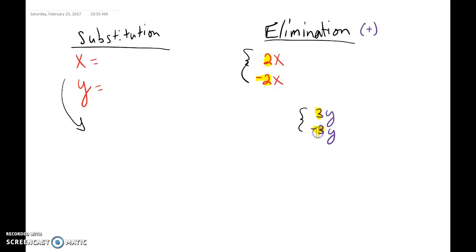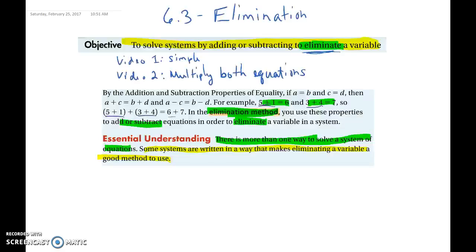3 and negative 3. So our goal in elimination is we need one of our variables to have the same number but different signs. And if they do, then we will add down and we will combine the two equations into one using these properties here: 5 plus 1 is equal to 6, so we add 5 plus 1 and 6, and then 3 plus 4 is equal to 7, so we add 3 plus 4 and 6 and 7. All right, so we're using those properties to go ahead and solve.